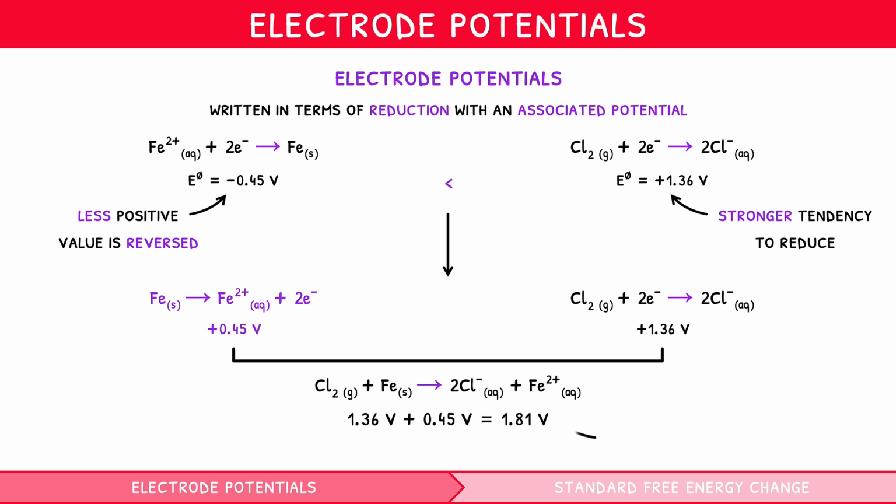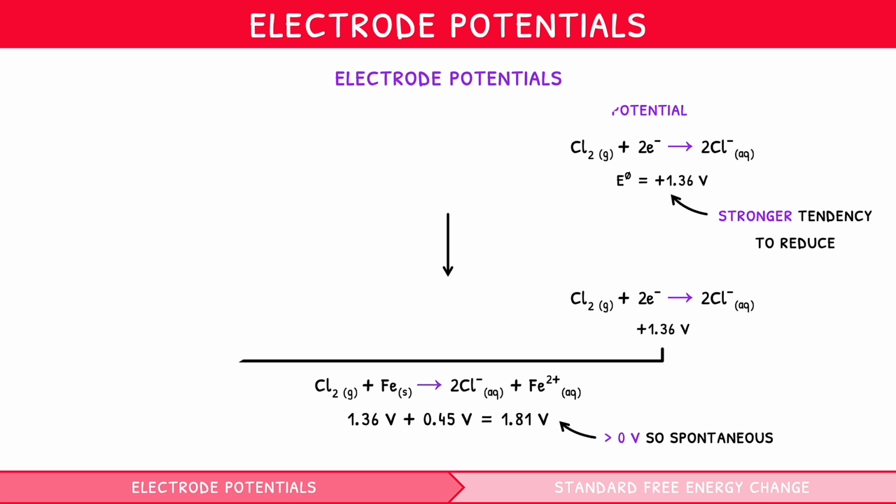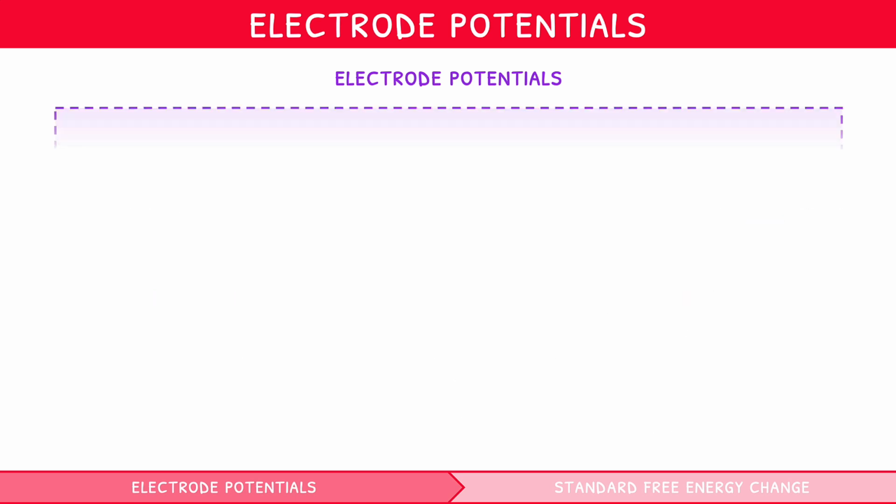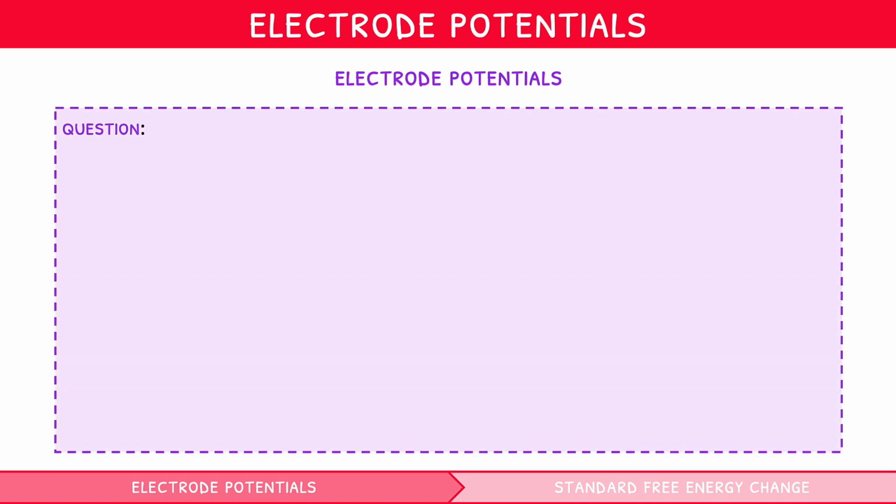If the cell potential is greater than 0, it indicates the reaction would take place spontaneously, whereas values less than 0 would not. It is important to note that the size of the value does not indicate the speed of the reaction, purely the likelihood. Let's look at an example to tie this all together.